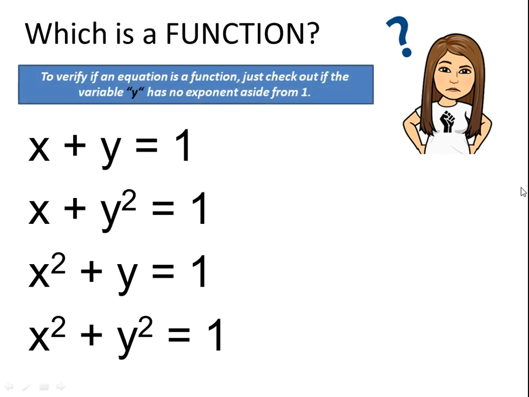So, ito po yung technique na ibibigay ko sa inyo. Verify if an equation is a function, just check out if the variable y has no exponent aside from 1.